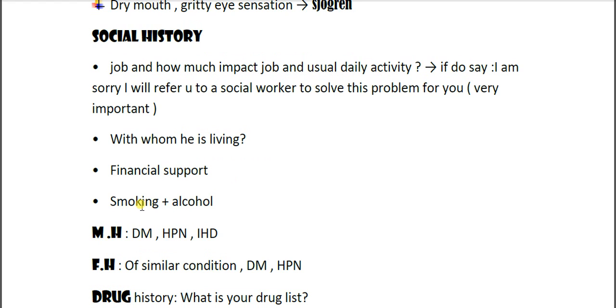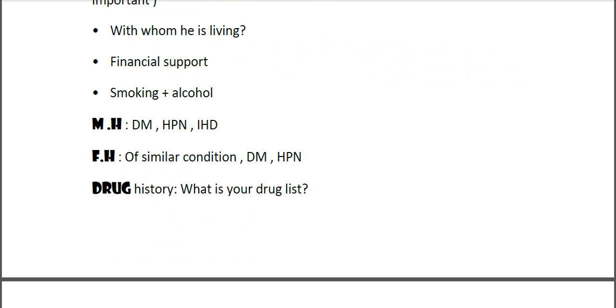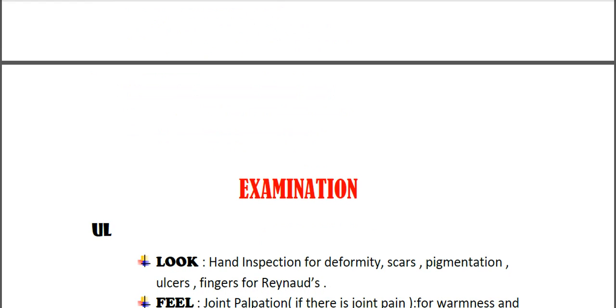Does she smoke at all? No, doctor. Does she drink alcohol? No, doctor. Does she have any medical illness of note like diabetes, hypertension, heart disease? No, doctor. Any family history of a similar condition or diabetes, hypertension, long-standing disease? No, doctor. What about her drug list? She's taking captopril for hypertension, doctor, for the last 2 months. Okay. Anything else in the drug list? No, doctor. Oh, can I examine her, please?